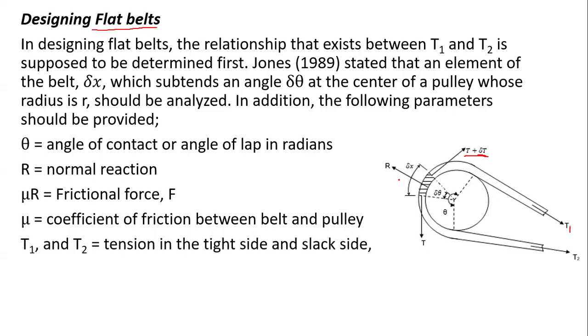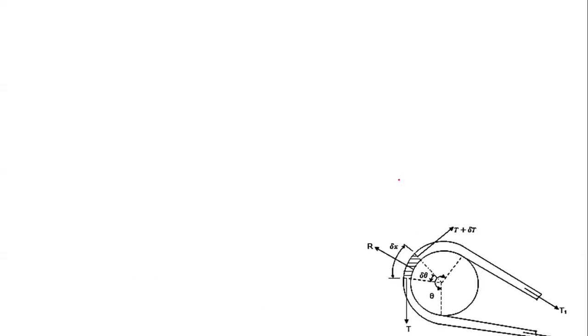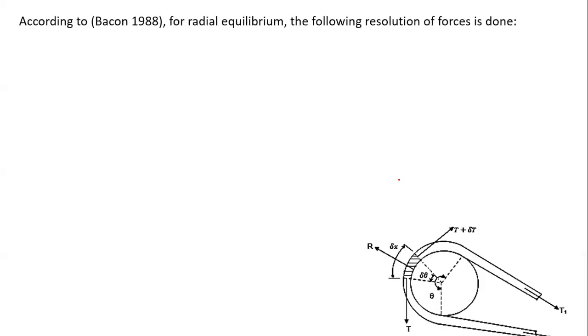Then, of course, we talked about T1 and T2, where T1 is the high tension, T2 is the lower tension. T1 is the tension on the tight side, T2 the tension on the slack side. V is the velocity at which the belt is running, it has to be in meters per second. Now with that, let's apply the condition of equilibrium where we resolve.